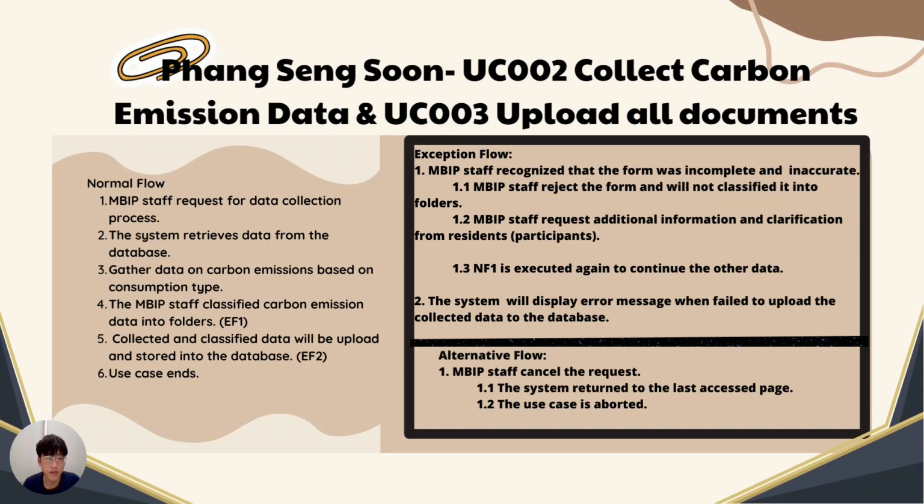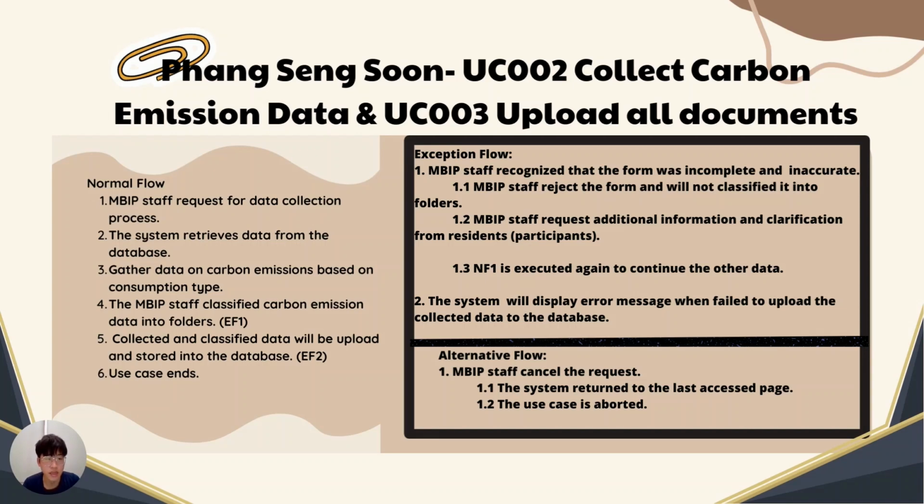And then the MPIP staff can gather the data on carbon emissions based on the consumption type like electricity, water, and also the waste consumption. The MPIP staff classify the carbon emission data into different folders. Then the collected and classified data will be uploaded and stored into the database.